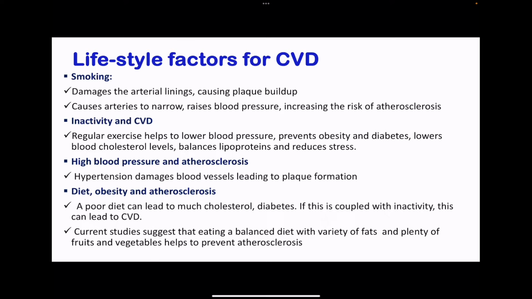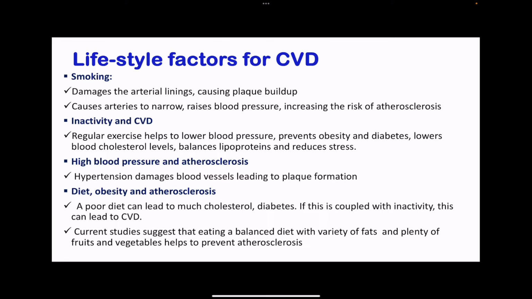However, if somebody lacks exercise, of course, there is going to be a buildup of unused carbohydrates as fat, and some cholesterol is not going to be metabolized, and that could lead to a buildup of atheromas within the blood vessels. Next is high blood pressure. When somebody has hypertension, it can increase the risk of damage to the blood vessels, leading to plaque formation.